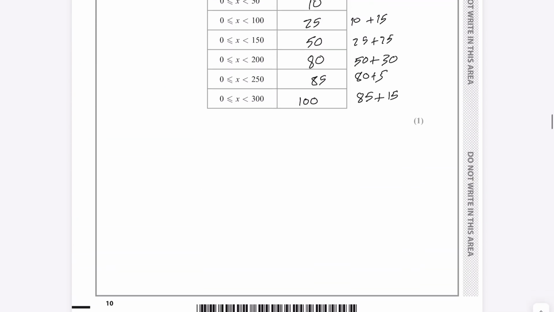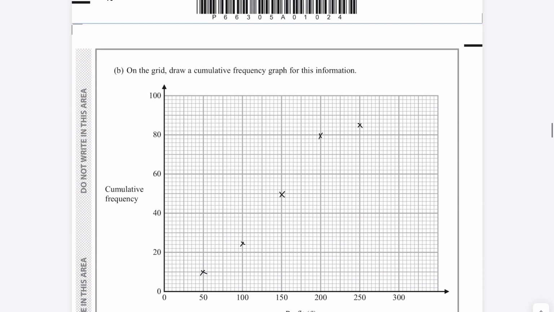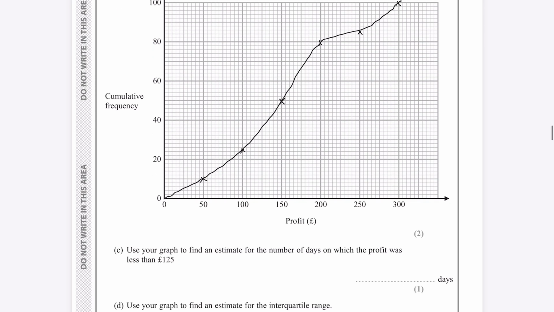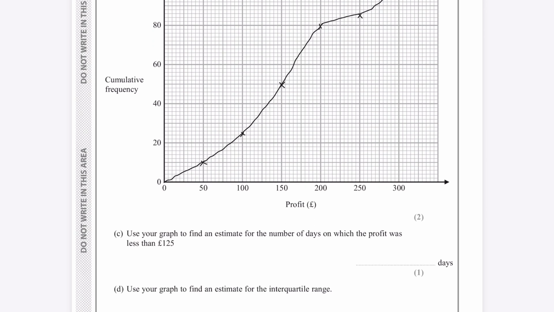And finally we have 300 and 100. And that is going to be right there. And then I'm going to connect this together. That's going to look something like this. Use your graph to find an estimate for the number of days on which the profit was less than 125.